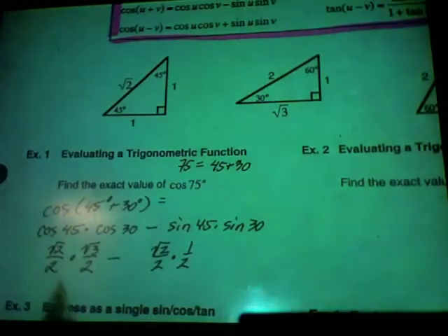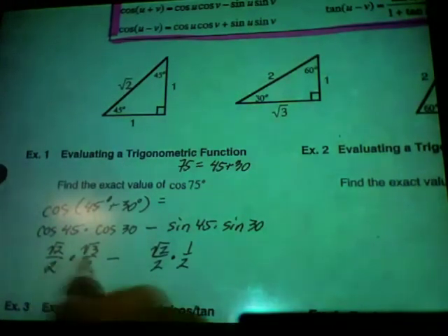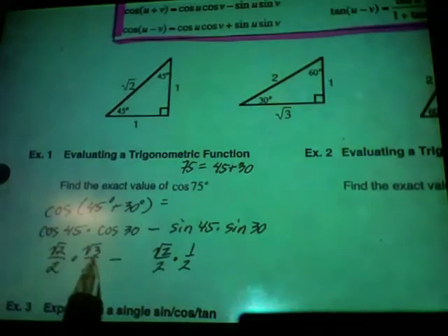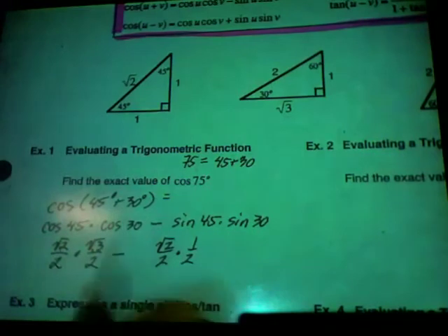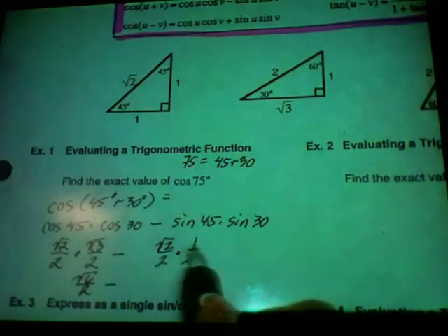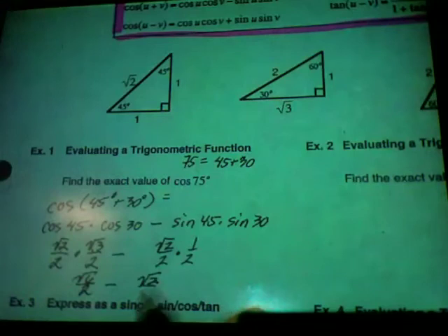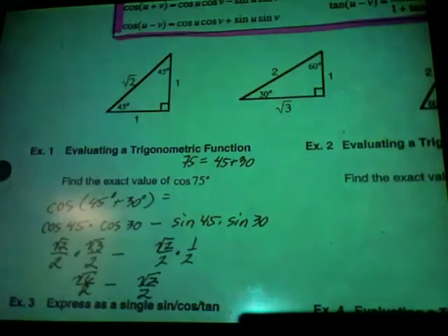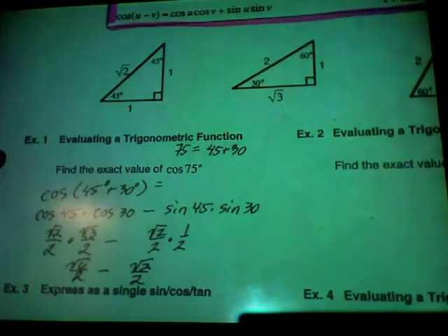Then this equals... you can only multiply what's under radical to what's under radical and what's outside of radical to what's outside. So doesn't this become radical 6 over 2 minus radical 2 over 2? You don't want to leave your answer that way. Aren't they both over 2?